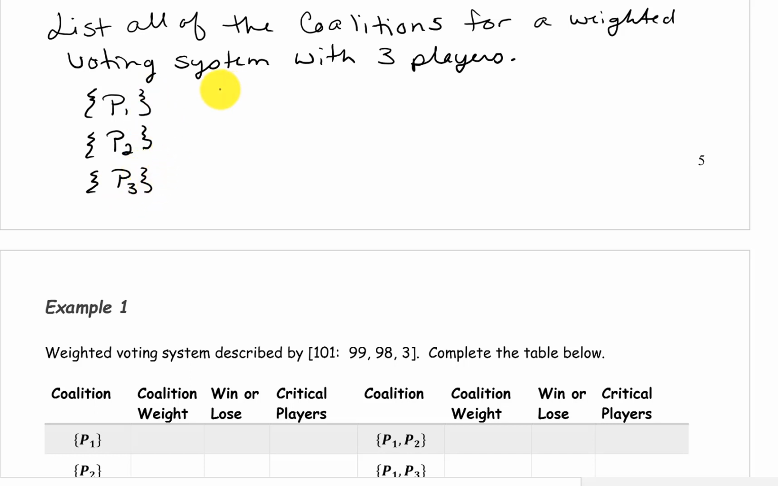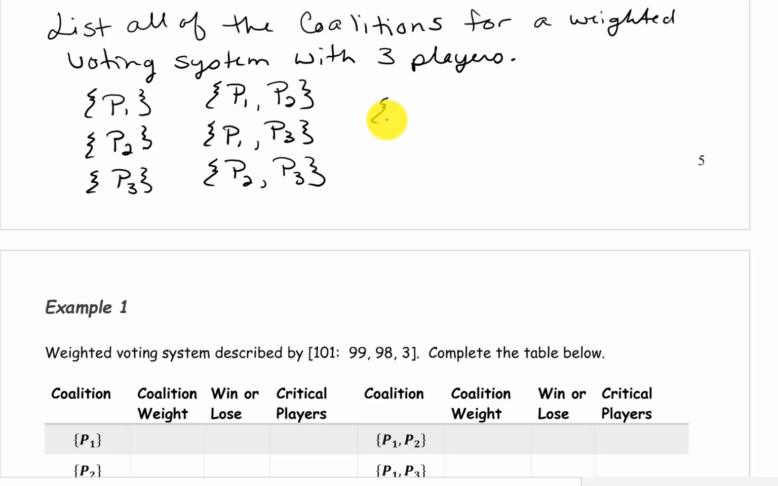Next, list all the coalitions with 2 players. So we'll start off with player 1 and also include player 2, and then player 1 with player 3. Now we have all of the coalitions with 2 players that include player 1, so now go to player 2. So we would have player 2. Player 2 is already in a coalition with player 1, so then player 2 with player 3. And these are all of our coalitions that contain 2 players.